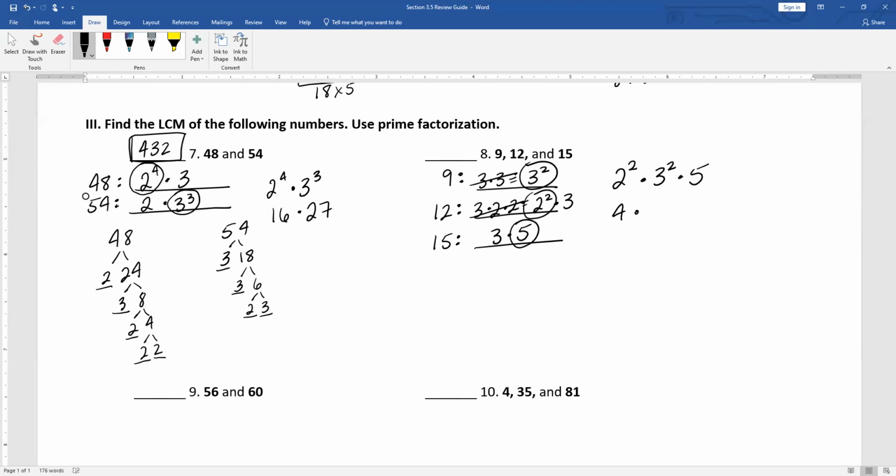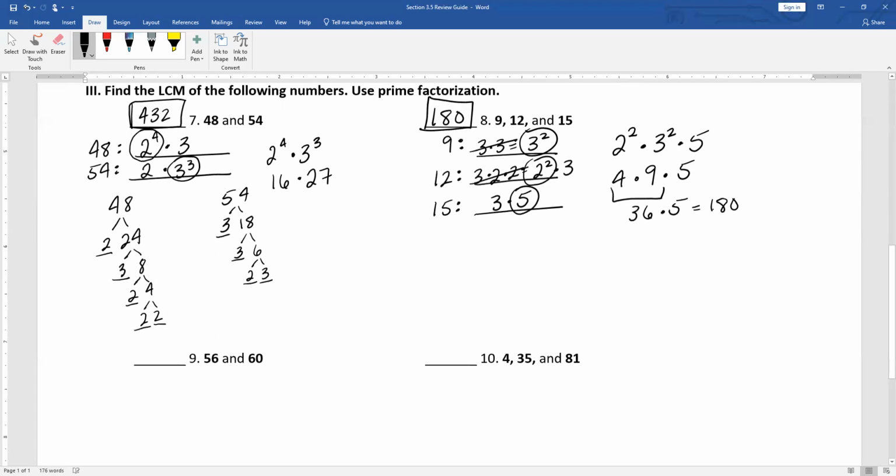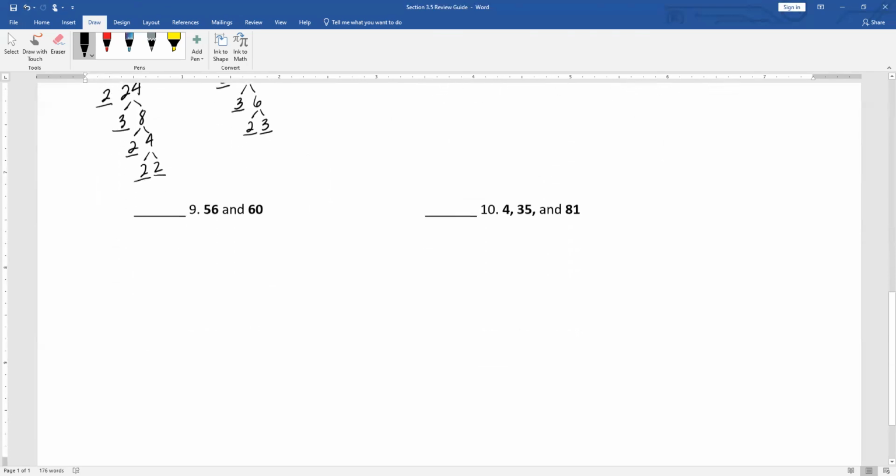So this is 4 times 9 times 5. 4 times 9 is 36. And 36 times 5 is 180. So that's our least common multiple. All right, so keep doing the same thing. Hopefully the process is starting to make a little bit of sense for you.